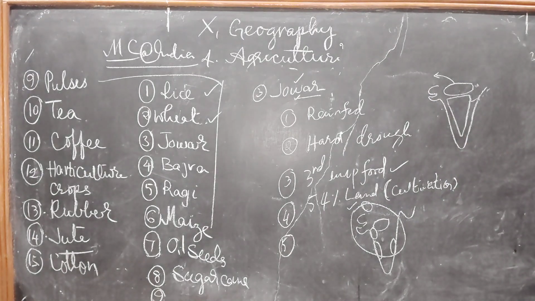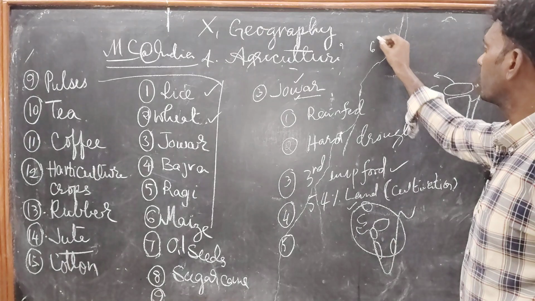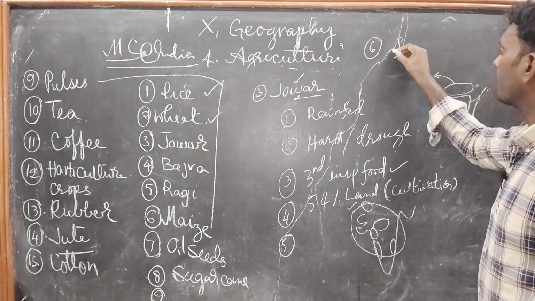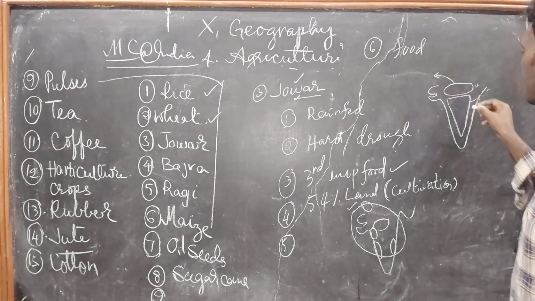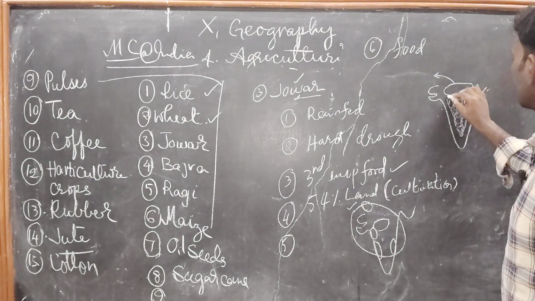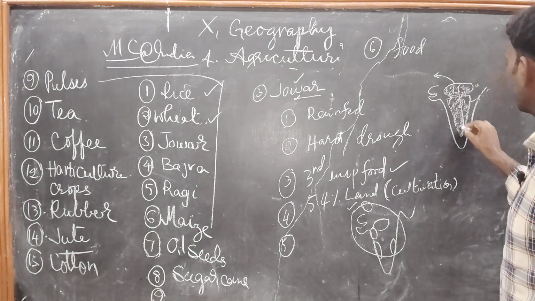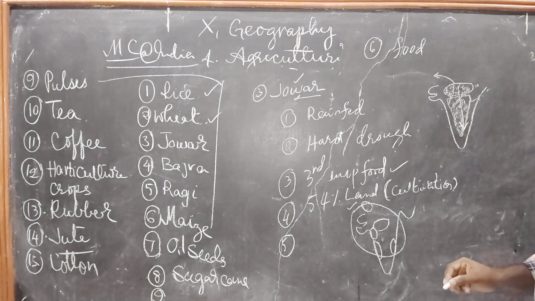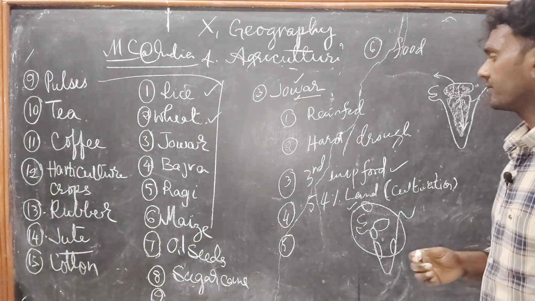See, it is a food crop. Sixth point, very good point. It is a food crop for the people who are living in arid and semi-arid areas in central and also southern India. It is also a kharif crop. Is it clear? It is about the jowar.